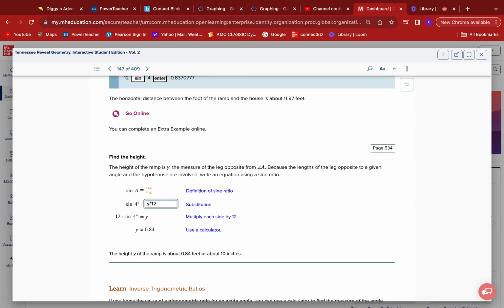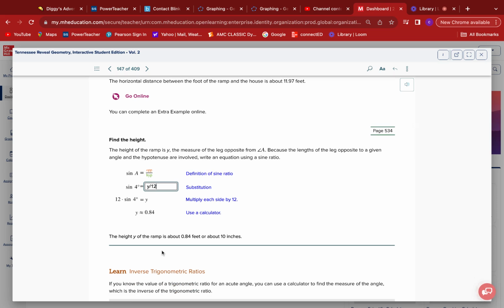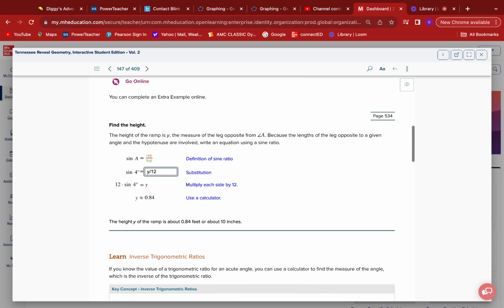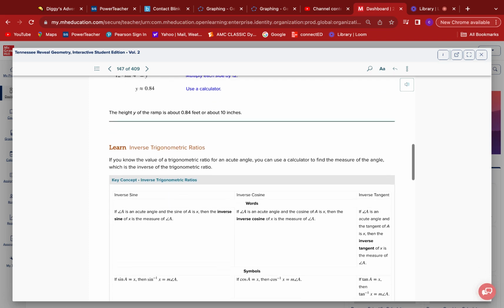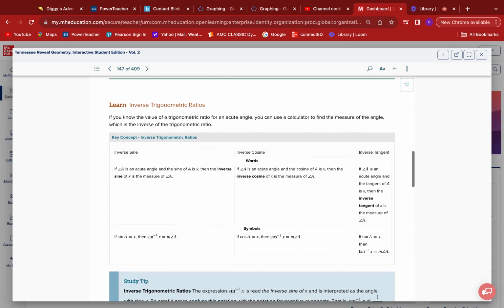Okay, opposite of dividing by 12 is multiply by 12. So everybody grab your calculator, put in 12 sine, and in the parentheses, put in 4 for your degree theta. And you're going to end up with 0.837, but the 7 makes the 3 go to a 4. All right, so it's going to be approximately 0.84. All right. Looks like we're done with example number 3. All right, so let's see what's coming up next.